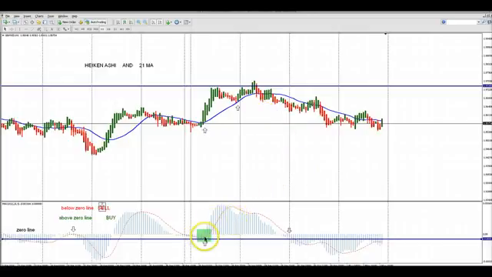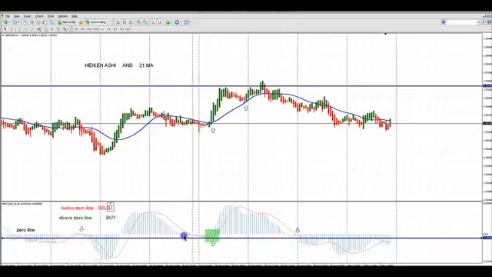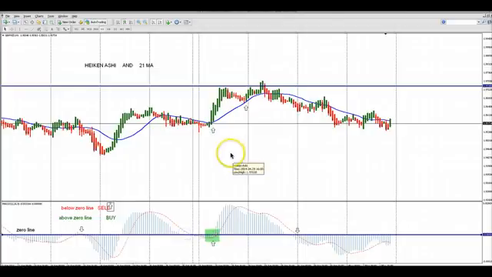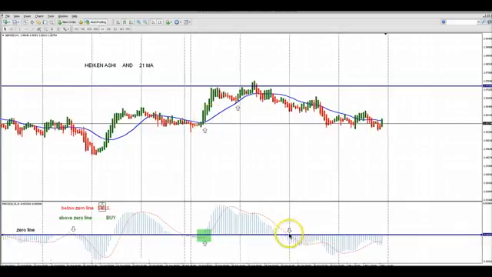You need the histogram to be above or below the zero line. Let me just move the zero line again. The zero line is right there. And you also need price, the Heiken Ashi candle, to be above or below the 21 moving average line. So here's another trade setup where the histogram breaks below the zero line, and then we start having Heiken Ashi candles that are below the 21 moving average line.